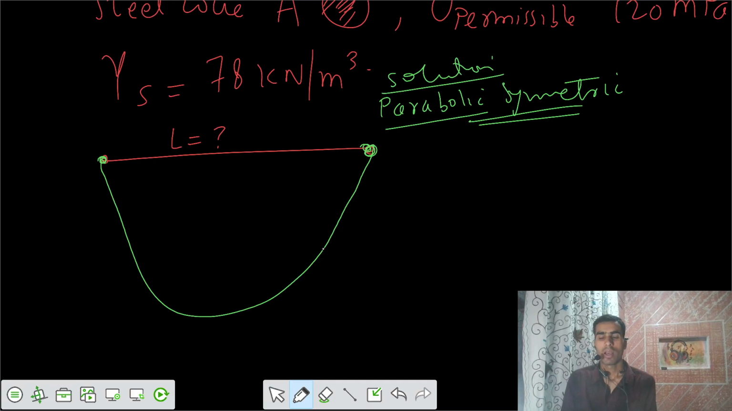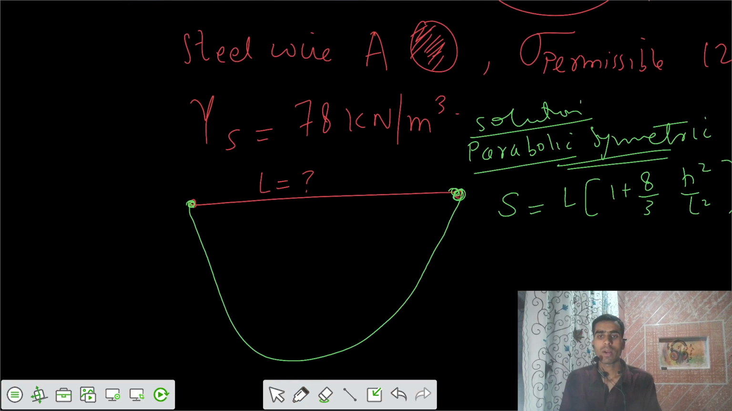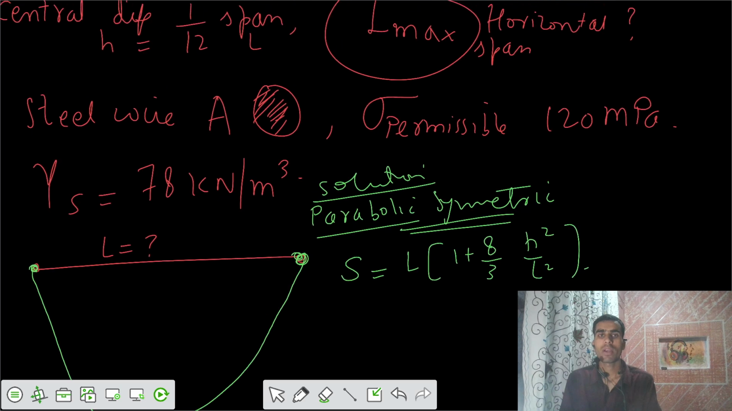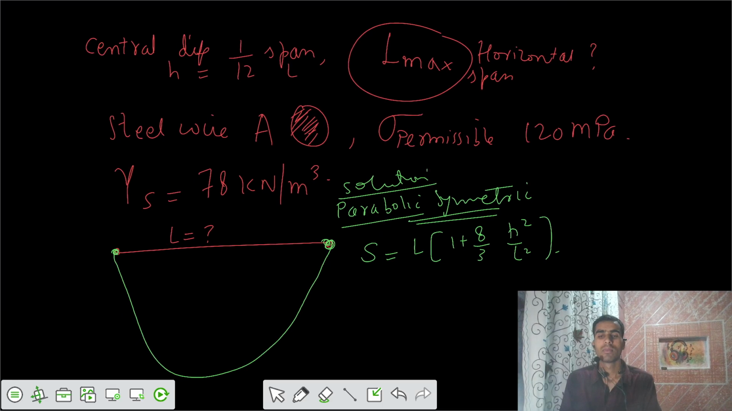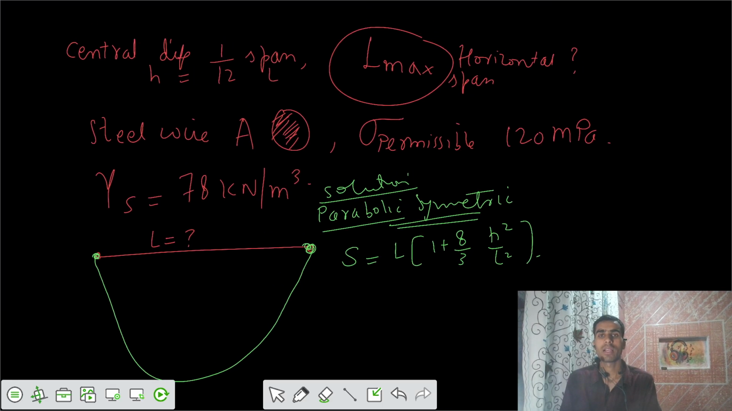Under the self weight, it can have a parabolic profile, and we know that the total length of the cable will be equal to L times 1 plus 8/3, h square by L square. Now, why is S needed? How can you get the length of L?